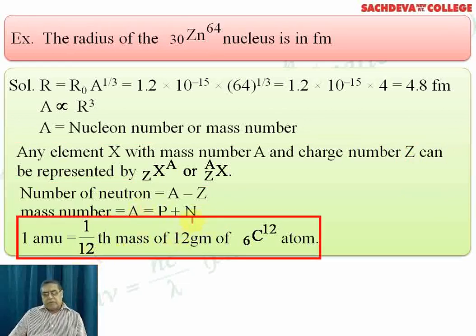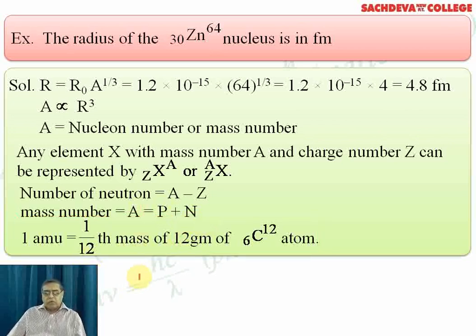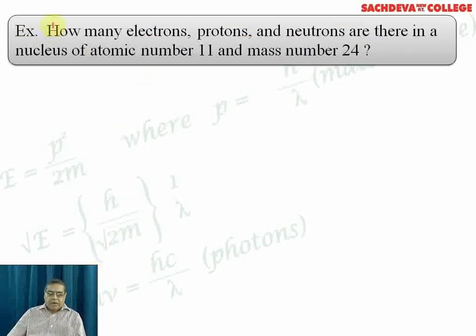1 AMU is 1/12 the mass of 12 grams of 6C12. So 1 AMU is found to be 1.66 into 10 to the power minus 27 kilograms, or 1.66 into 10 to the power minus 24 grams. Now our question is how many electrons, protons and neutrons are there in a nucleus of atomic number 11 and mass number 24.